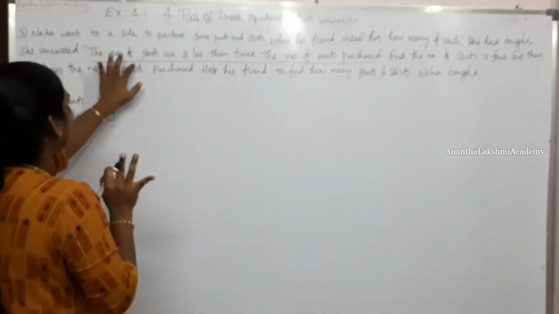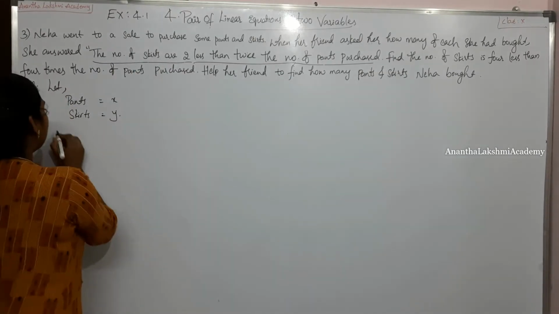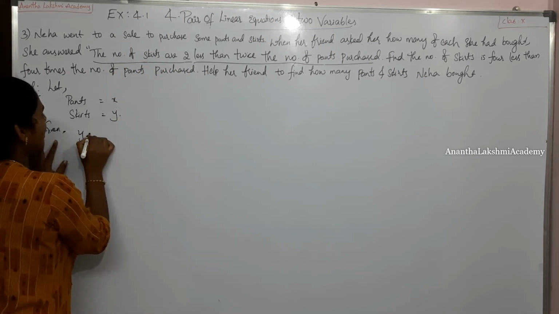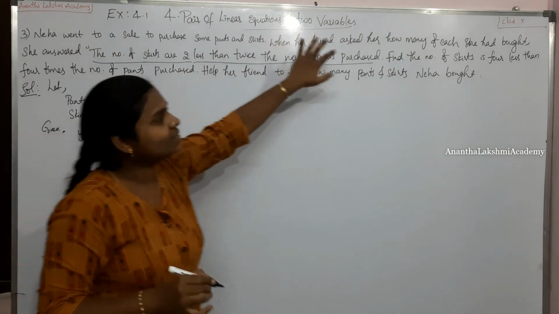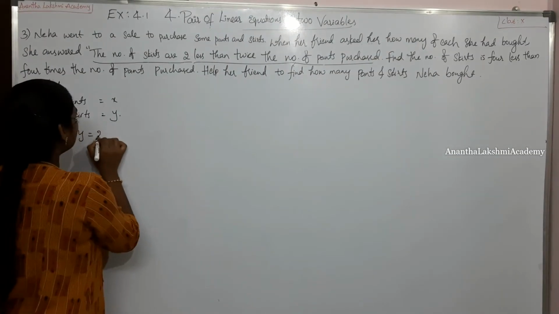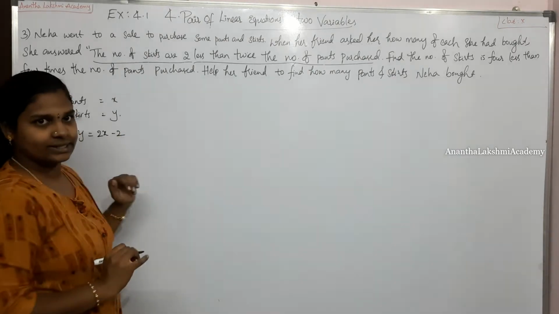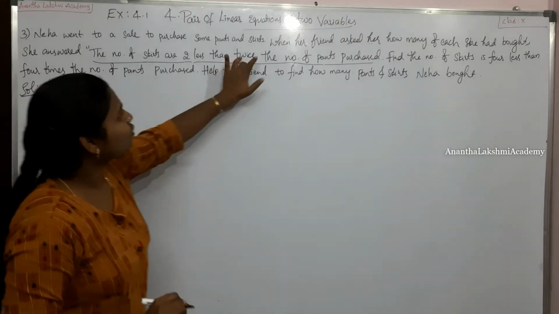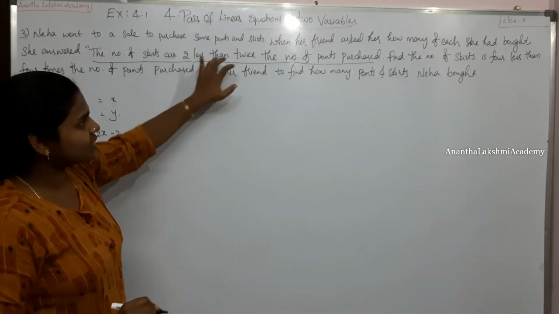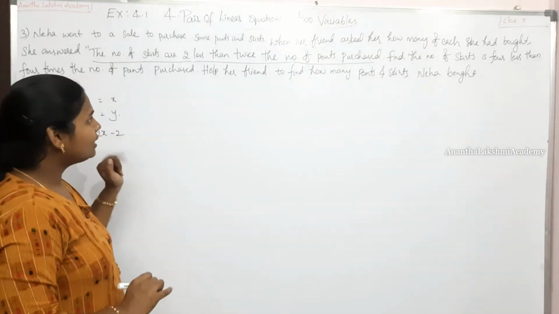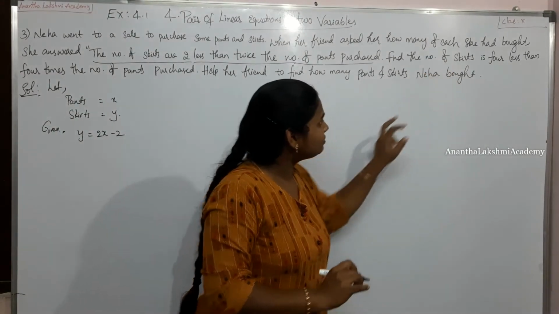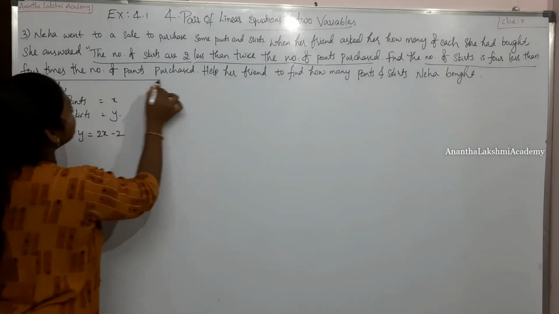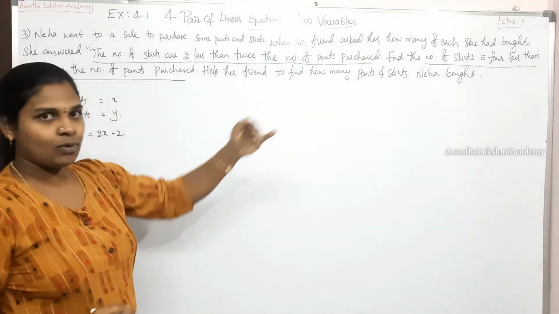Now, the first equation from what is given: the number of skirts, which is nothing but y, is 2 less than twice the number of pants. What is twice the number of pants? 2x, and this is 2 lesser, so 2x minus 2. Understood this? Alright, next: the number of skirts is 4 less than 4 times the number of pants purchased. This is given in the problem.